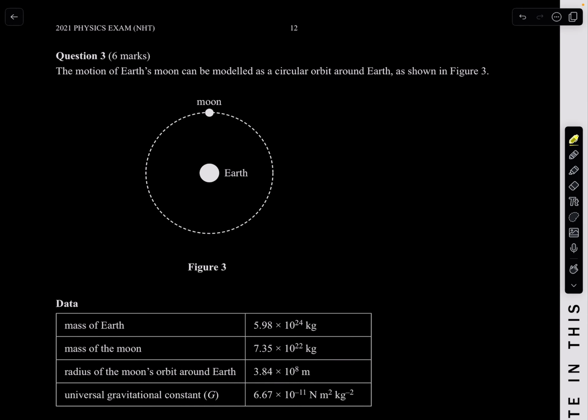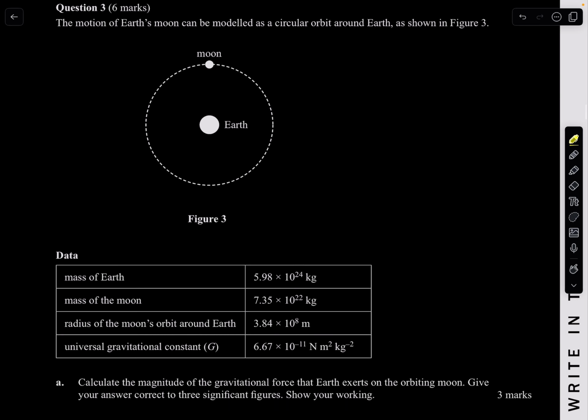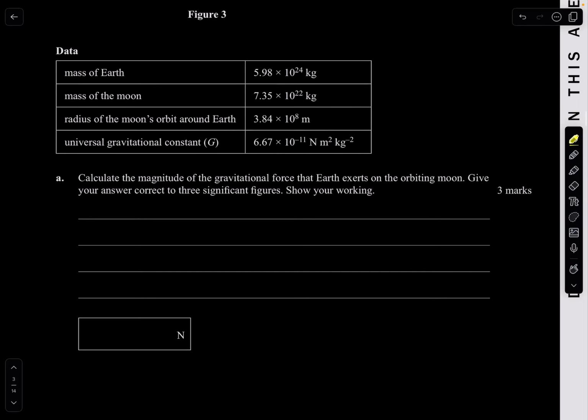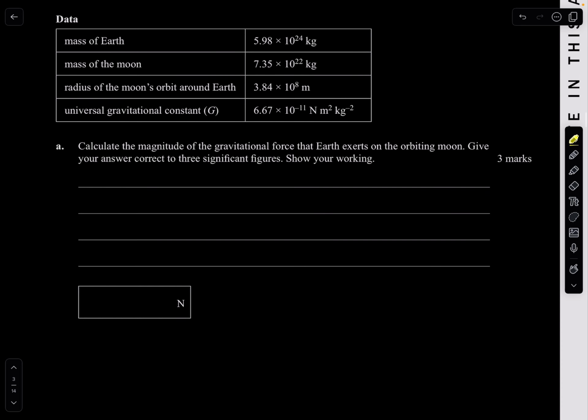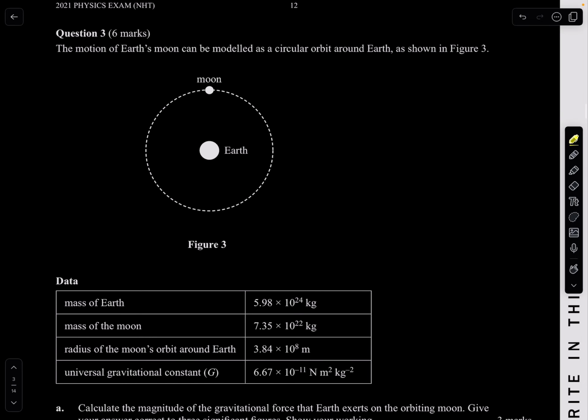Question 3. The motion of the Earth's moon can be modeled as a circular orbit around the Earth as shown in figure 3. Alright, so we're given the mass of the Earth, the mass of the moon, the radius of the moon's orbit around the Earth, and the universal gravitational constant. Calculate the magnitude of the gravitational force that the Earth exerts on the orbiting moon. Give your answer correct to 3 decimal places. You don't really need to worry about that, because there's going to be two forces produced in this. The force is going to be attracted to the Earth, which creates a force.